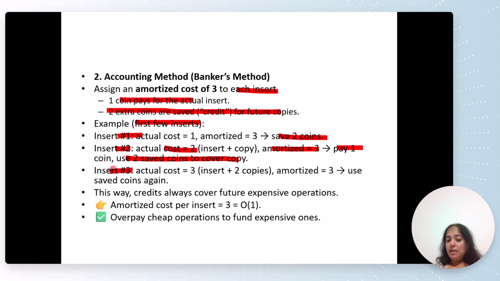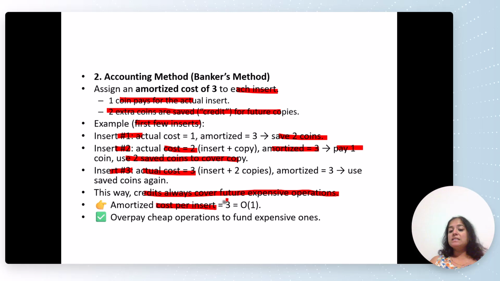Then you insert 3, so actual cost is 3, which is insert plus 2 copies, right? So amortized is 3, so we can use the saved coins again. This way, the credit always covers the full expensive operations. Again, the amortized cost per insert is 3, which is big O of 1. So the idea is you are overpaying for the cheap operations so that later on you can use the saved credits for the expensive operations.